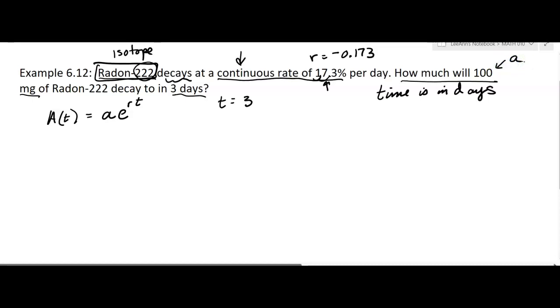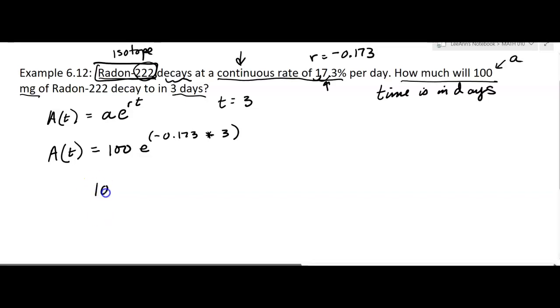Okay, so now we're ready to say, hey, what's the amount? They write it as a function, but I don't know that you have to necessarily put that. You could. It's just representing the output. So the A is 100 milligrams, then you're going to have E, and then the rate is going to be negative 0.173 times the time, which is 3. So something like that, we're putting it in our calculator. Now you have to be careful when you're putting it in the calculator.